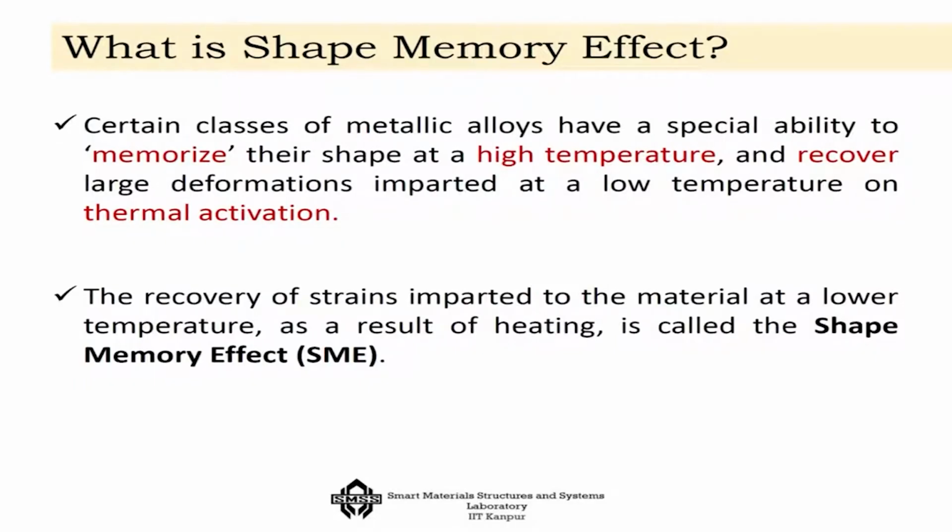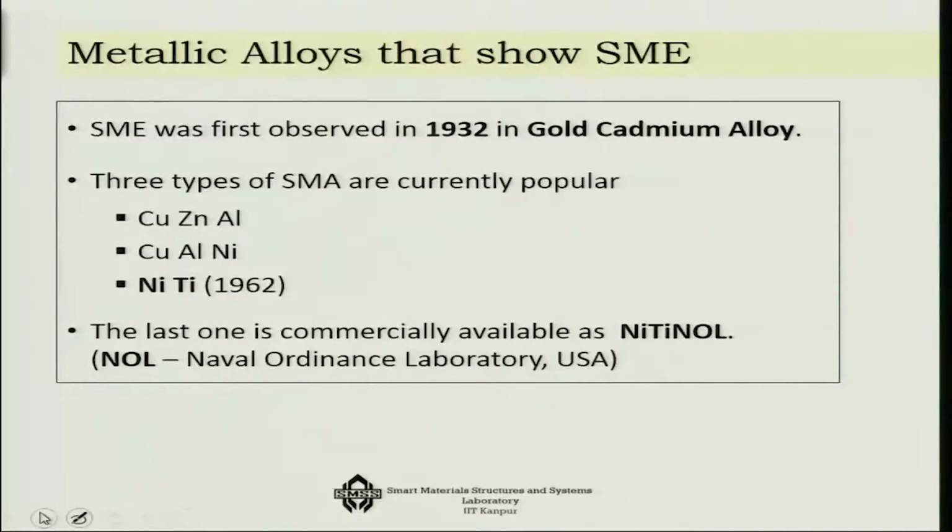So I would rather say generally it is to memorize the shape at a high temperature. In fact, in case of a two-way effect it is both low and high, but otherwise it is at the high temperature, and then you bring it to low temperature, do whatever you wish, the large deformations. Finally, as the thermal activation takes place, you will see that the same shape is back again. So this effect was first observed in 1932 in gold cadmium alloys.